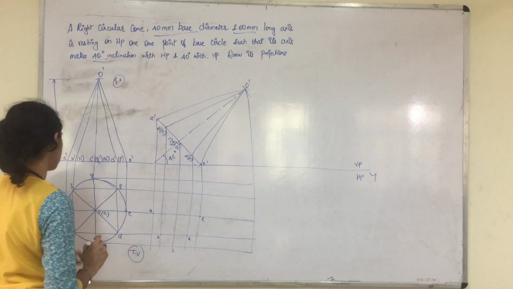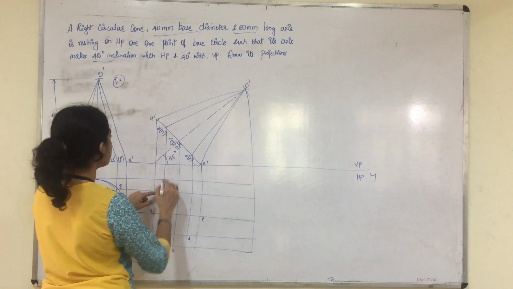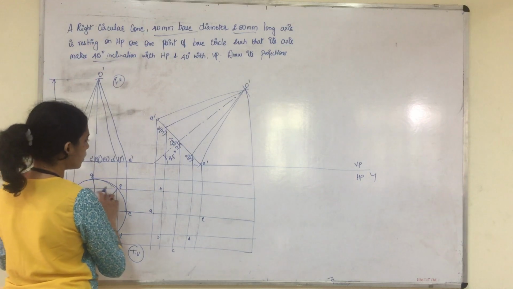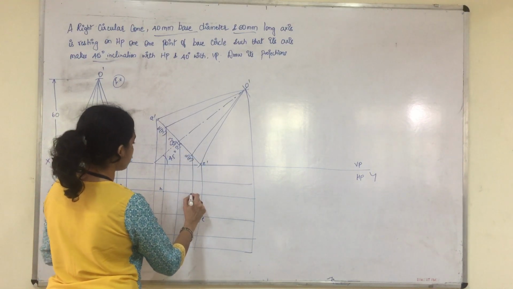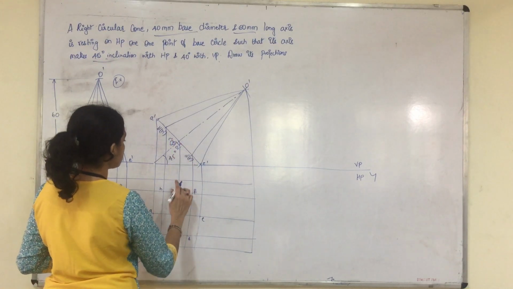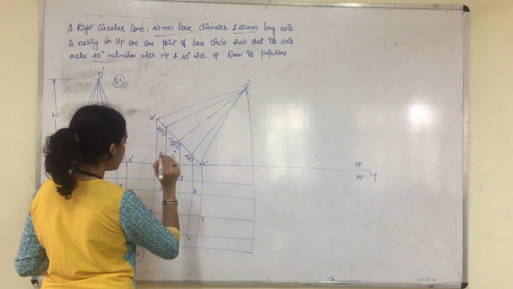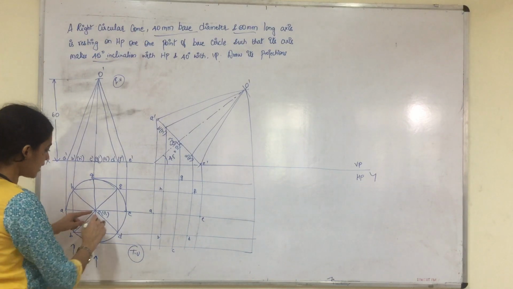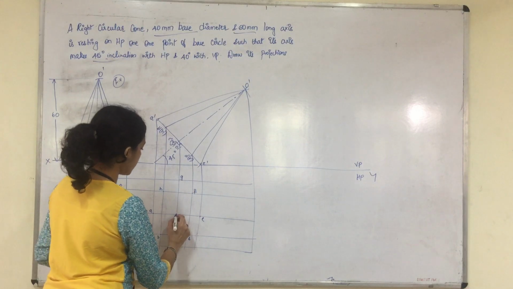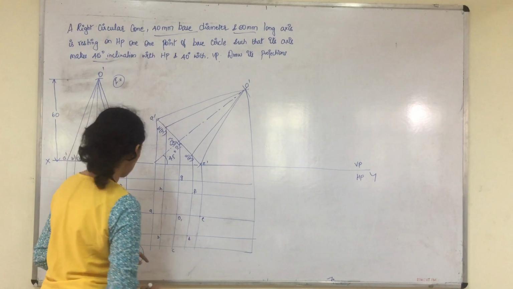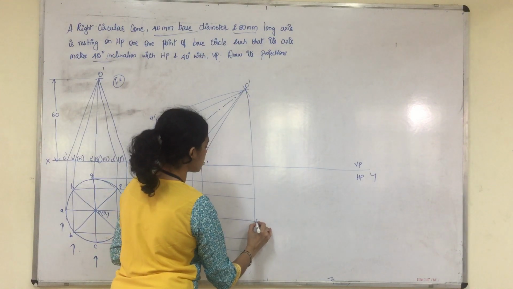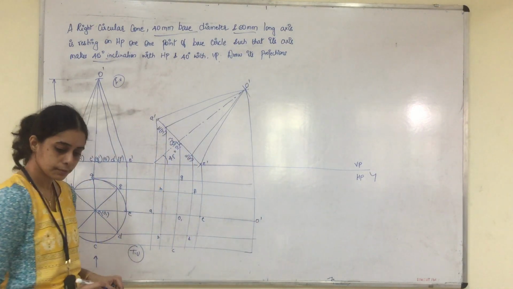This is our C. And locus of H is meeting H dash at this point. So this is our H. Locus of F is meeting F dash at this point. So this is our F. Locus of G is meeting G dash at this point. So this is our G. After that, the center of the base is O1. Locus of O1 is meeting O1 dash at this point. So this is our O1. And locus of O is meeting O dash at this point. So this is our O dash.